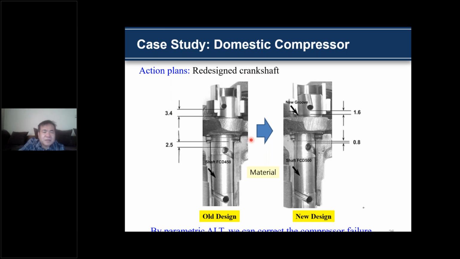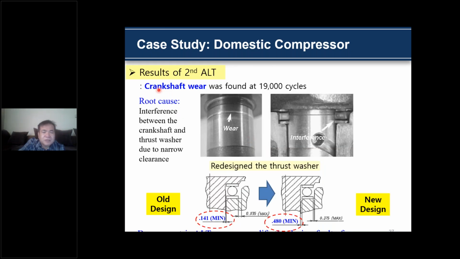This is another result of the second art. Crankshaft wheel is found in 19,000 cycle. It can put an interference between the crankshaft and the slushy washer due to narrow cycle. This is older design. This is new design. We modify the clearance between the crankshaft and the washer. By parameter art, we can modify the design part of the compressor.